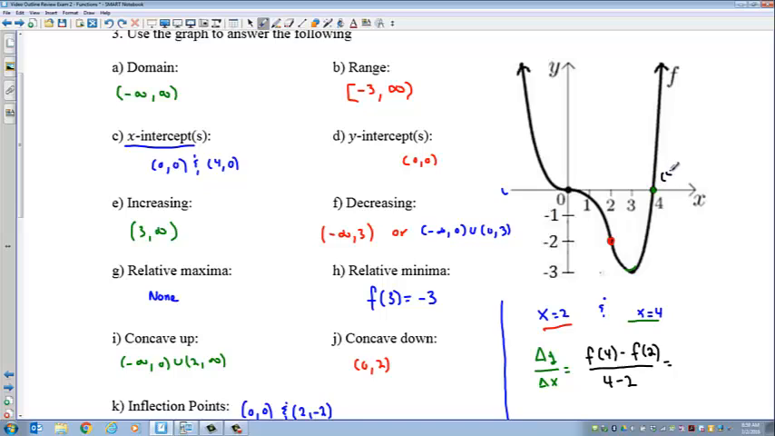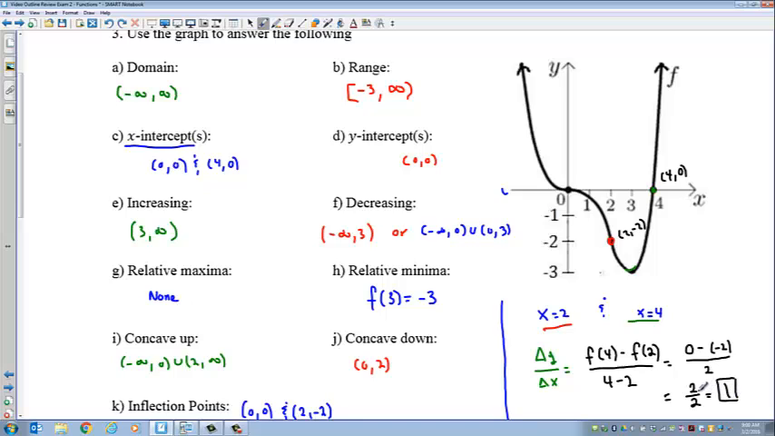So remember, this is the point 4 comma 0. So the output here is 0, so you have 0 minus. And this point, of course, is 2 comma negative 2, right? Input, output. So its output is negative 2. And then on the bottom, 4 minus 2, of course, is 2. And so this is equal to, you have 0 minus a negative. So you have 0 plus 2. So that's actually 2 on top, divided by 2, which is equal to the number 1. Right, so the average rate of change is 1.